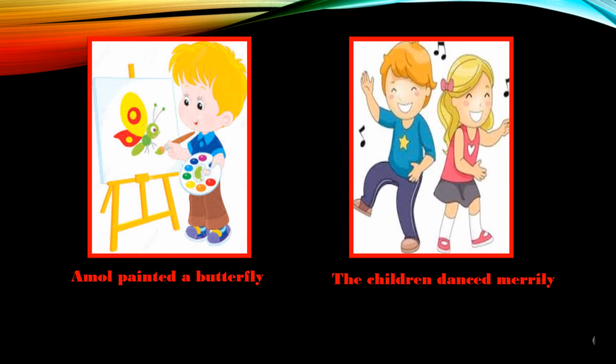Amol painted a butterfly. The painting has already been made by Amol. So, Amol painted a butterfly. Paint is an action word plus ed to change it to past tense. The children danced merrily. The two children, they danced merrily. Dance is an action word plus ed to make it past tense.